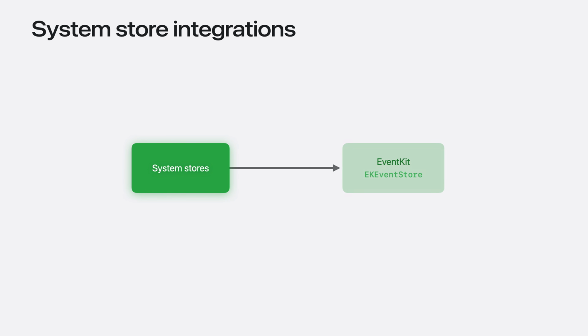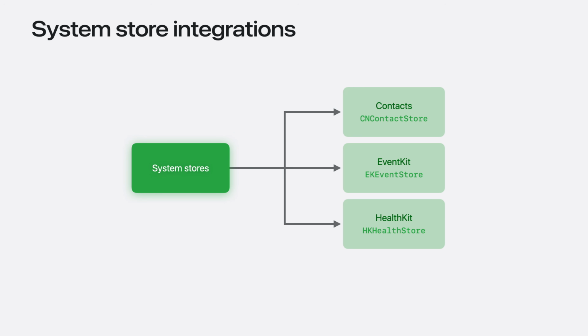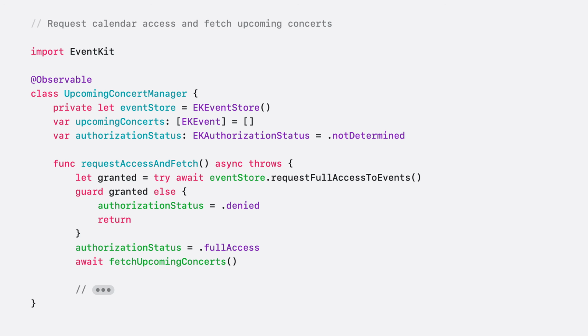Events can be read with EventKit, contact information with Contacts, and medical device readings with HealthKit. If your app already reads from the data stores in these frameworks, visual intelligence becomes a new source of input automatically. For our app, I want to know upcoming concerts people are interested in, so we can suggest songs for them to listen to beforehand. So let's add an EventKit integration to access these events.